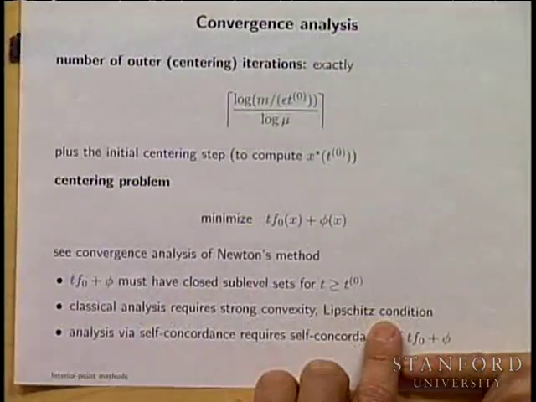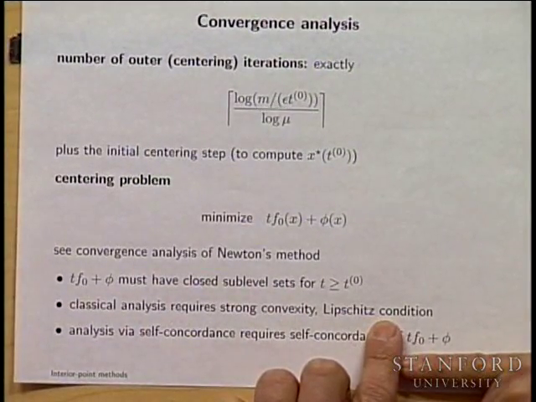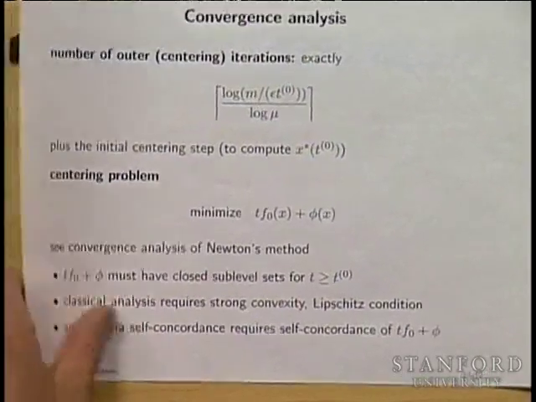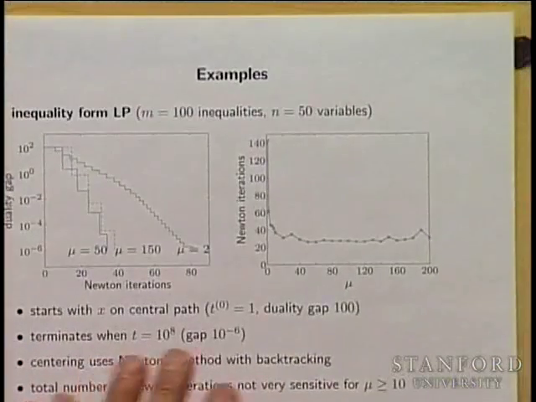That's fine. But the modern results come by using self-concordance. If f0 and the log barrier are self-concordant, then t f0 is self-concordant for t bigger than 1, and t f0 plus phi is self-concordant for t bigger than 1. We'll get to that a bit later. But let's just look at some examples and see how this works.